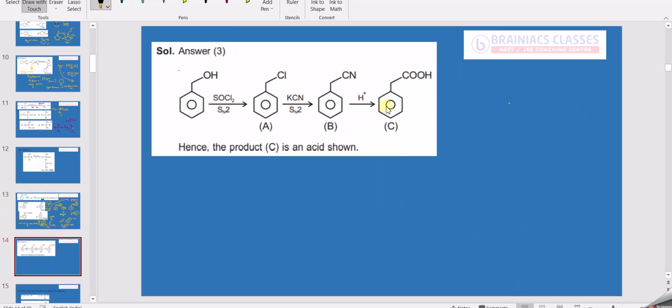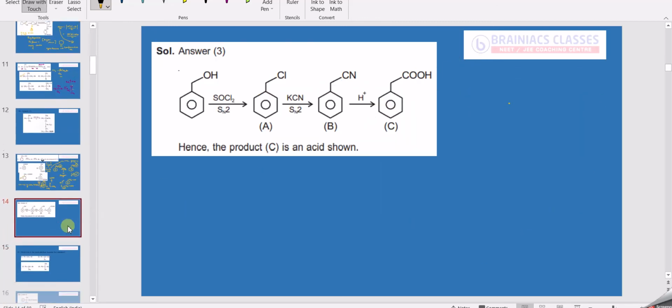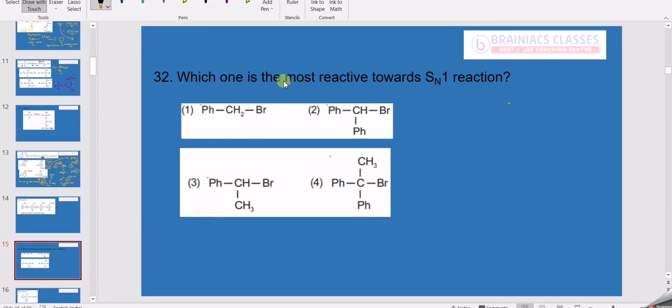Now, okay, let's see the answer. Same answer. Okay. Let's go to the next question. This you could answer. Which one is the most reactive towards SN1 mechanism?